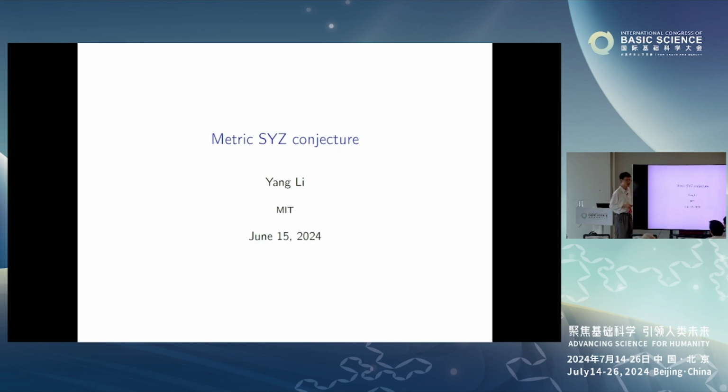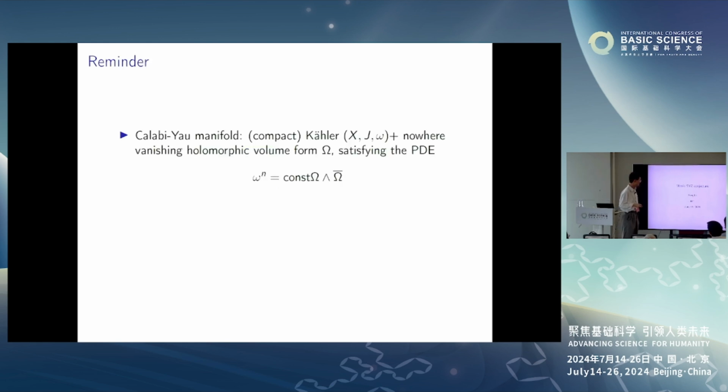Thanks for the introduction. It's my great pleasure to speak at this wonderful conference. So today I'm going to talk about the metric aspect of the so-called Strominger-Yau-Zaslow conjecture. It's not XYZ. Strominger-Yau-Zaslow. Okay, so let me just begin with a quick reminder.